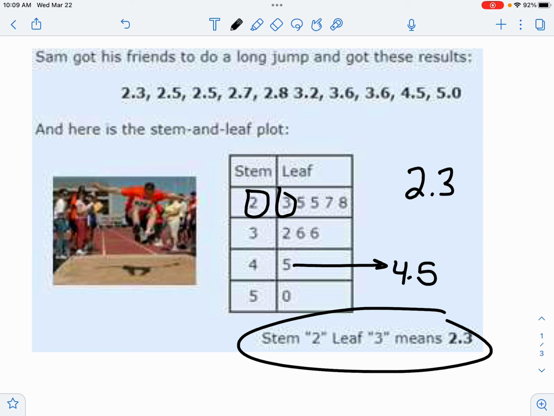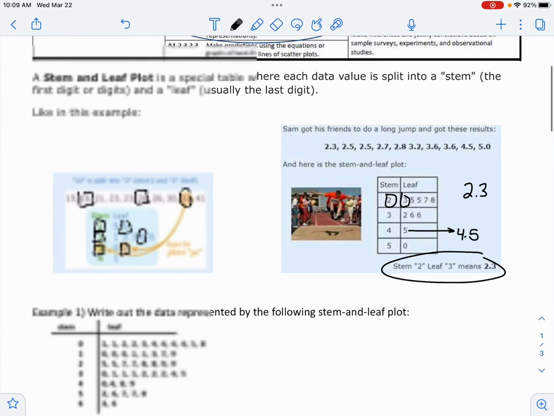All right, there's my introduction to stem and leaf plots. You might have learned them in 6th grade. My guess is that you learned them in 6th grade, but I'm going to review them again for the Keystones.